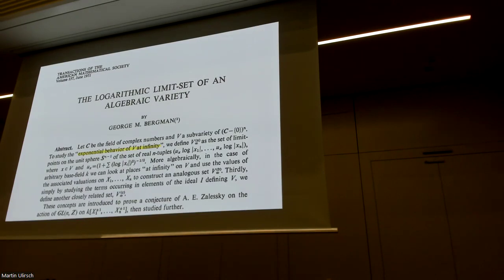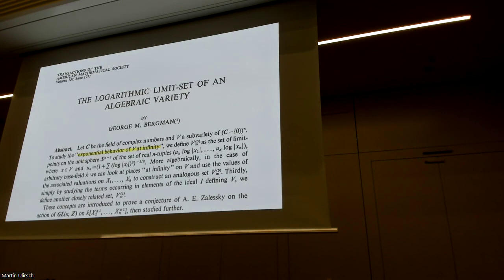So one origin of this is this paper by Bergman from 1971. The so-called logarithmic limit set of an algebraic variety. He's working over the field of complex numbers, and you have a subvariety of the algebraic torus, the complex numbers with 0 thrown away in each coordinate. Subvarieties means something defined by algebraic equations. And then they want to study the exponential behavior of the variety at infinity.